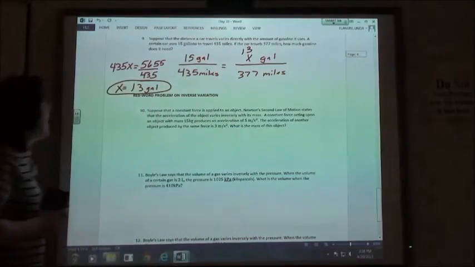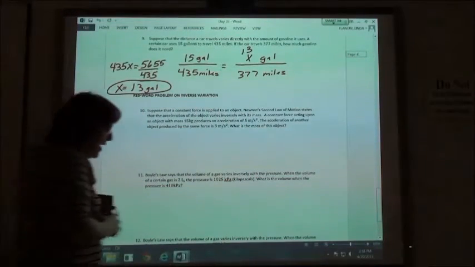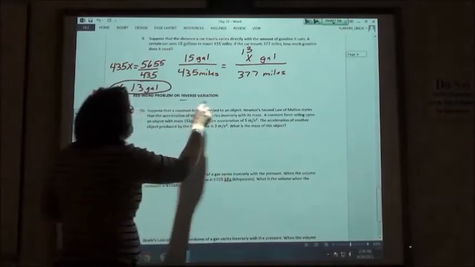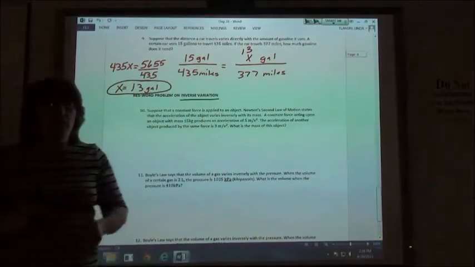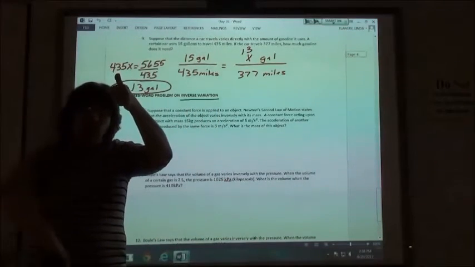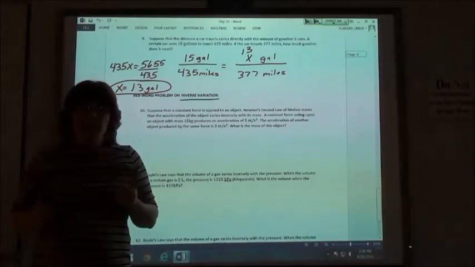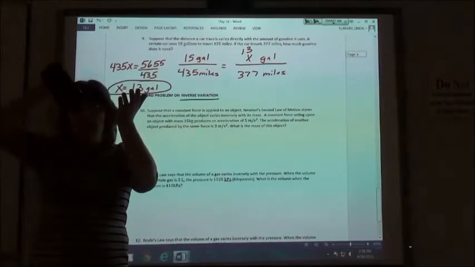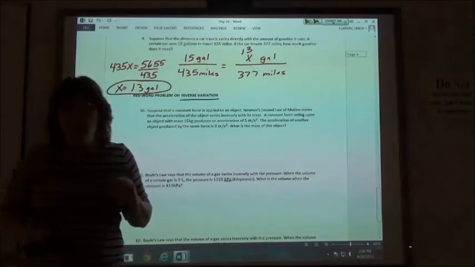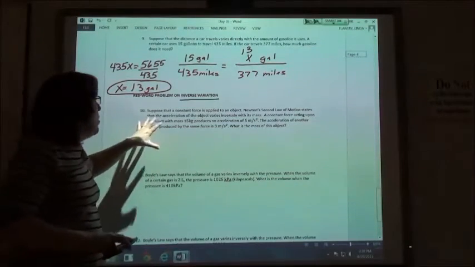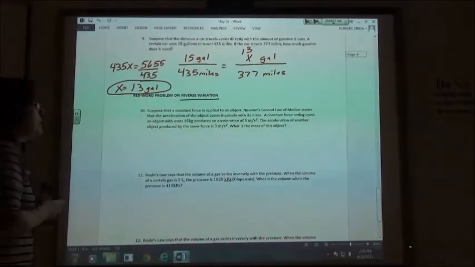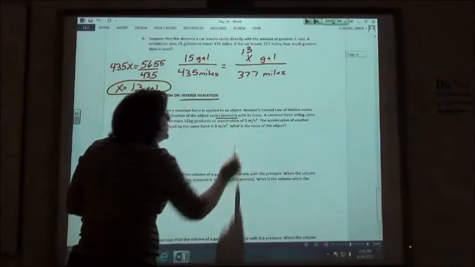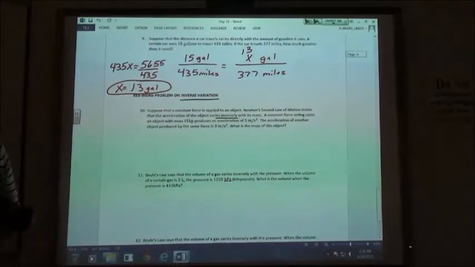The next ones we have are going to be inverse variation. Inverse variation means if one thing goes up, the other has to go down. The more workers I have, the less days it takes me to do a job. So these ones again are going to explicitly state that it's inversely relational. One goes up, the other goes down.